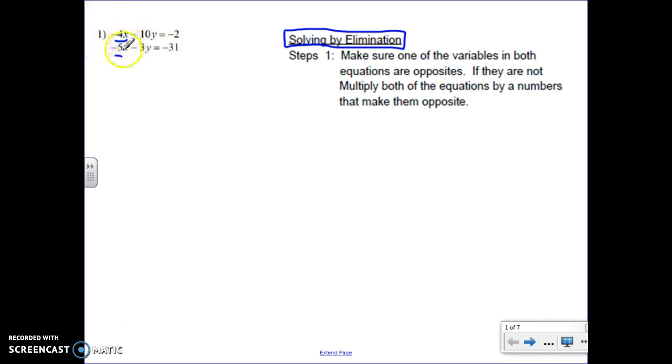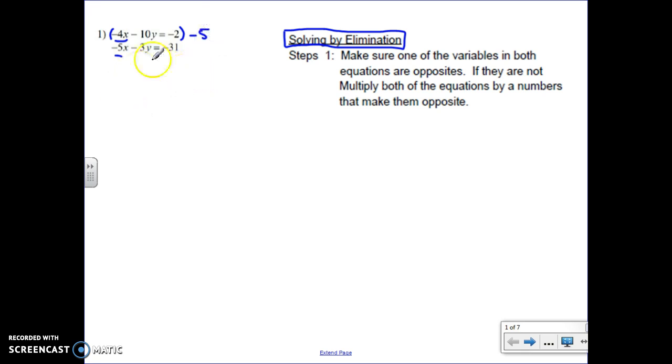So I'm looking at negative 4 and negative 5, and I'm thinking to myself, what do 4 and 5 both go into? And I'm like, hey, they both go into 20. So if I could make one of these a negative 20 or a positive 20, then I can get those to be opposite each other. So I'm going to take that top equation and try to make that negative 4 into a positive 20. I'm going to multiply the entire equation by negative 5.